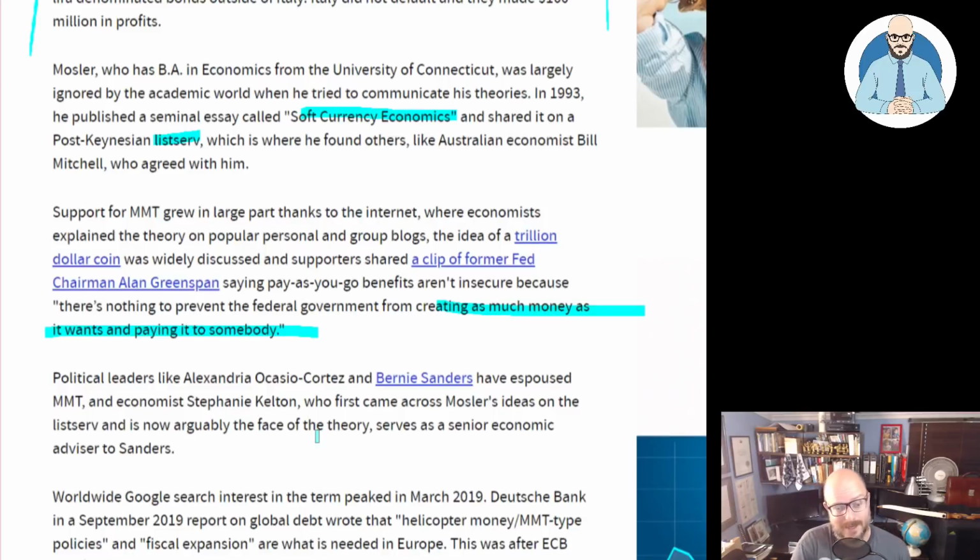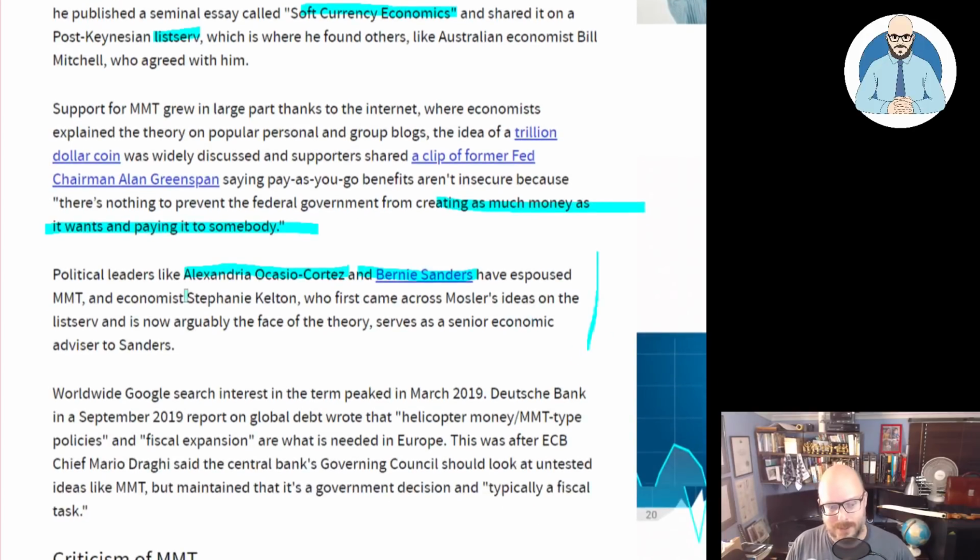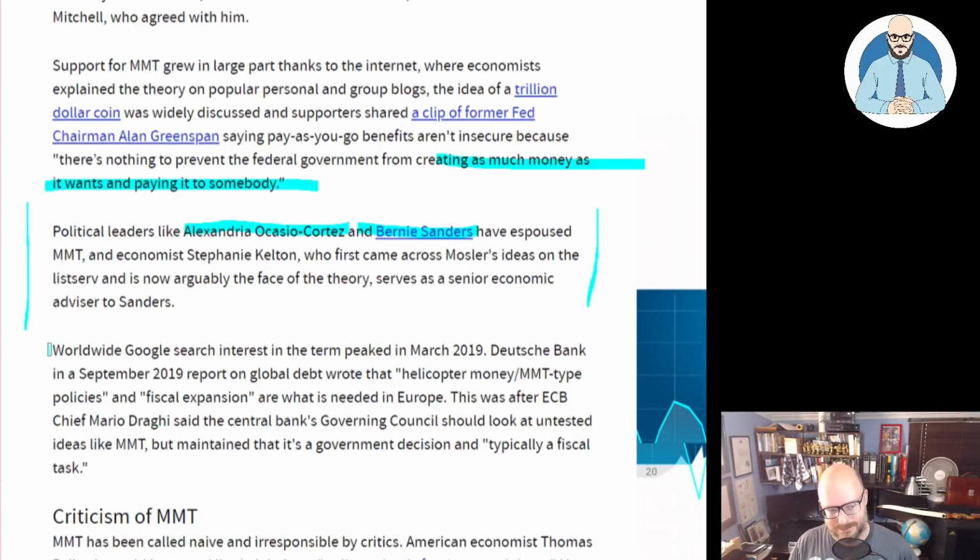Political leaders like AOC, I mean, come on, she's a joke, but still, and Bernie Sanders, I mean, here you go. Just look at the people who are arguing for this theory, everyone. Have espoused MMT, and economist Stephanie Kelton, who first came across Mosler's ideas on the listserv and is now arguably the face of the theory, serves as a senior economic advisor to Sanders. Well, I wonder if she still does.